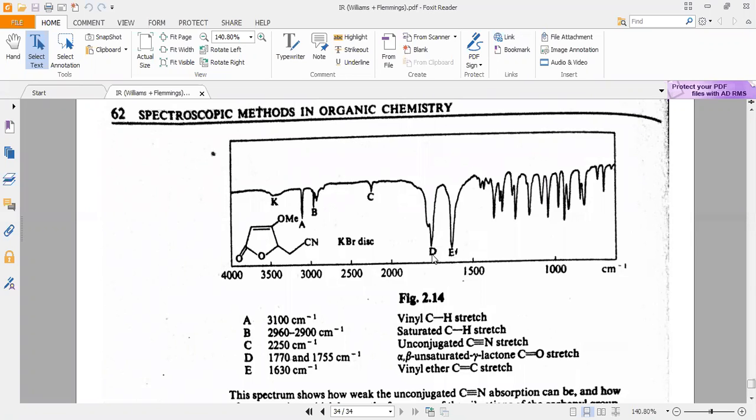And look at this D. D is this carbonyl system. So this carbonyl is showing D, which is approximately 1770. So lactones, cyclic esters, appear in that range.